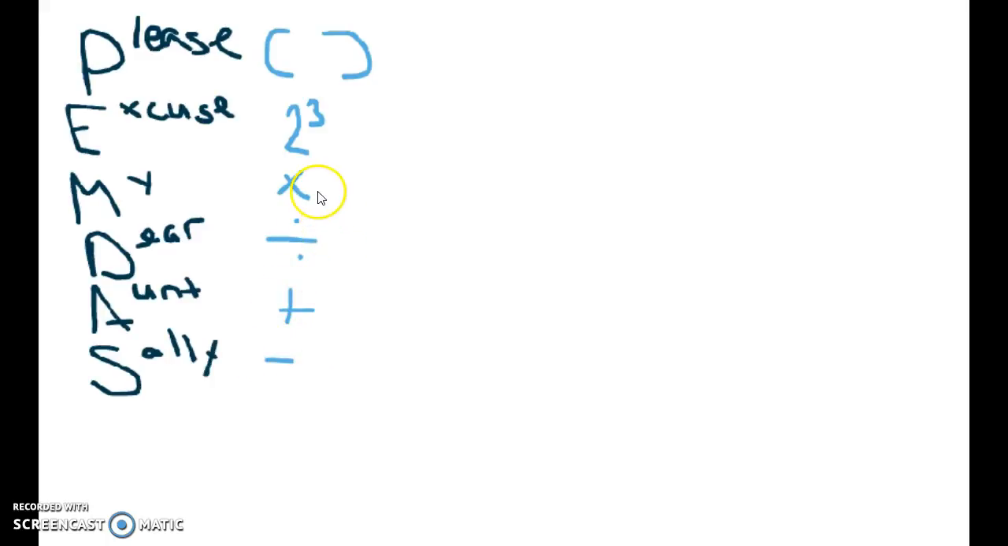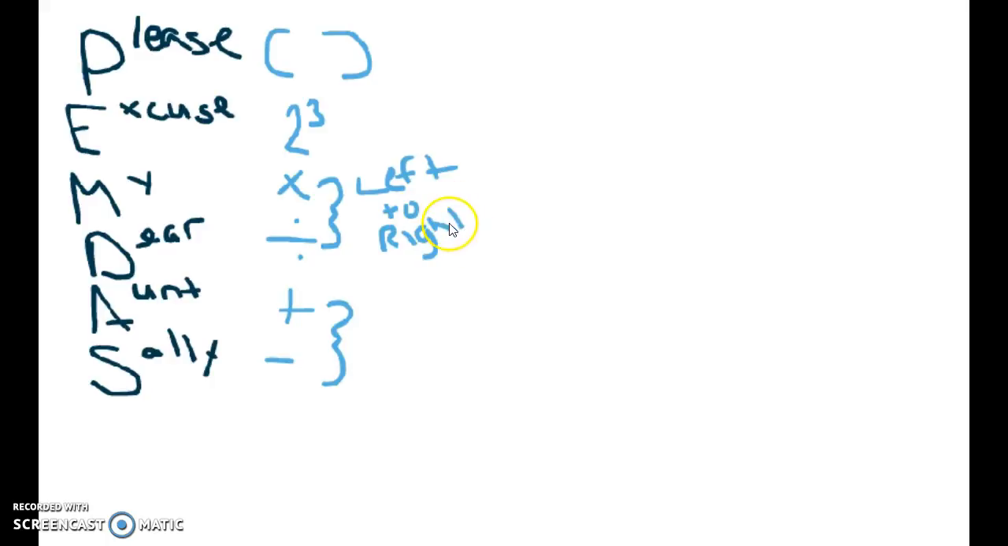S was subtraction. And remember, these ones are the same order, right? So we do these ones at the same time, but we do them from left to right. Same with the addition and subtraction. So we solve it like you're reading from the left to the right.